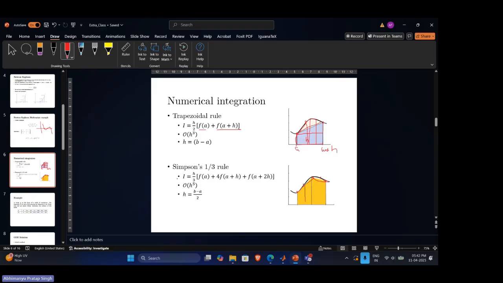Okay. Yeah, so the formula for Simpson's one-third rule is f(a) plus 4 times f(a plus h), which is this midpoint, and then f(a plus 2h), which is this point. And we take this summation and multiply it by h by 3. Here our h is (b minus a) by 2, because earlier h was just this point minus this point. In this case, since we are dividing it into 2 intervals, we take h as (b minus a) divided by 2, so that we get 1 point in between. The order of accuracy is order h^5, so the error is much lower as compared to the trapezoidal rule.